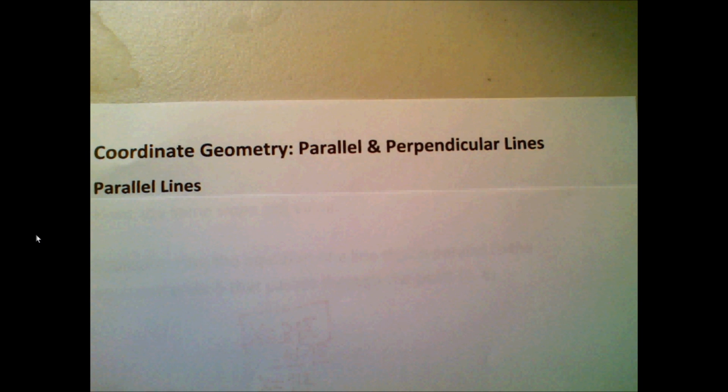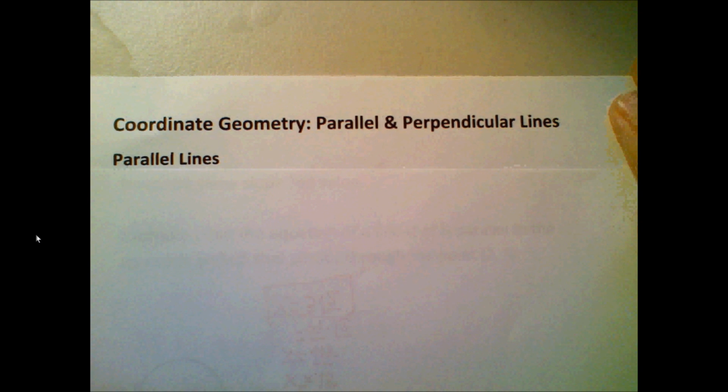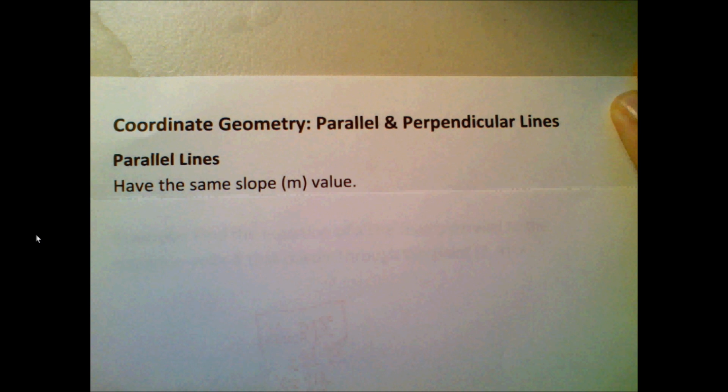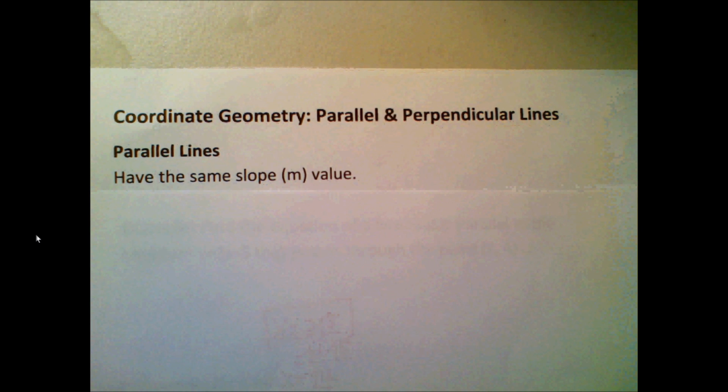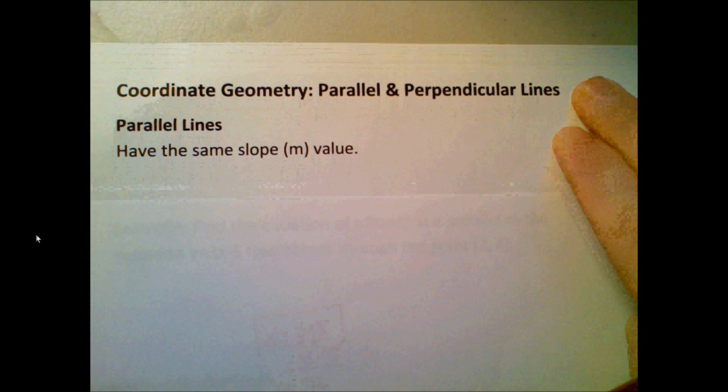First thing we're going to talk about, two lines that are parallel to each other. We remember parallel lines means that those lines will never, ever touch. There's a relationship between the slopes of parallel lines. That relationship is that the slopes are the same. They have the same slope values. So let's take a look at an example.